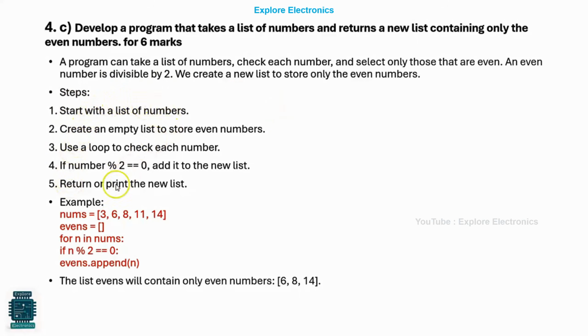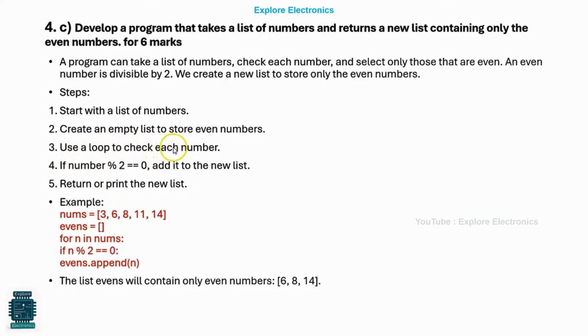Start with the list of numbers. I am taking for example numbers = [3, 6, 8, 11, 14]. This is the list of numbers. After that, create an empty list to store the even numbers. I am creating the empty list, that is evens, initially empty, to store the even numbers.